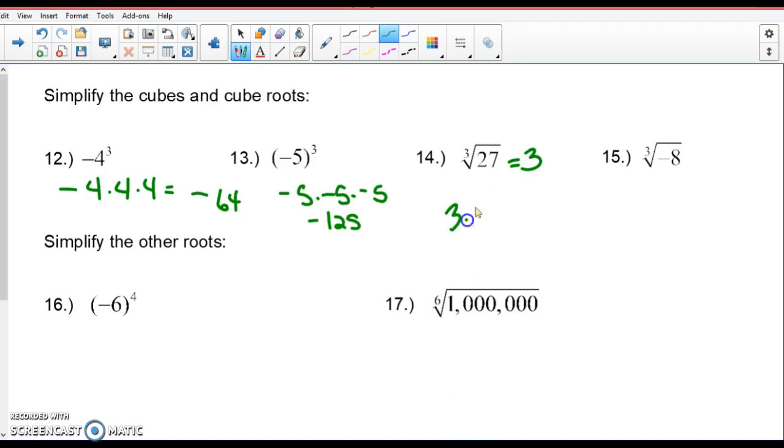Yes, 3 times 3 times 3 is 27. So the cube root of 27 is 3. What about the cube root of negative 8? Lexi? Correct, because negative 2 times negative 2 times negative 2 is negative 8. Very good. All right, enough of that.